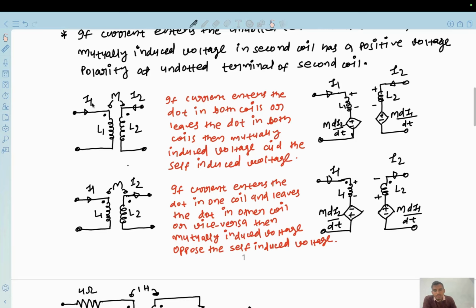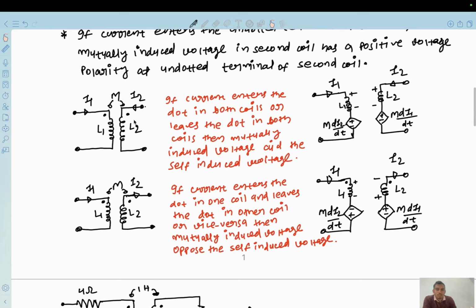So let us suppose current I1 is flowing in the first coil and current I2 is flowing in the second coil. So there are two induced voltages in the first coil as well as in the second coil. One is self-induced voltage and the other is mutually induced voltage. Self-induced voltage is due to the current I1 and mutually induced voltage is due to the current I2. So it is easy to understand the dot convention in another way.